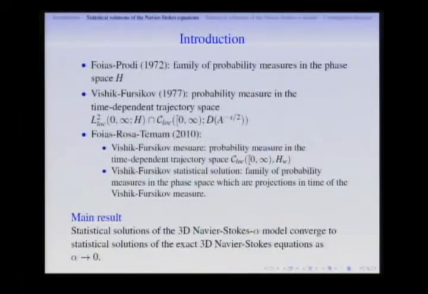Okay. And the result that I will present today is that statistical solutions of the 3D Navier-Stokes alpha model converge to statistical solutions of the 3D Navier-Stokes equations as alpha goes to 0. And the notion of statistical solution that we used here is exactly this one due to Foias, Rosa, and Temam.